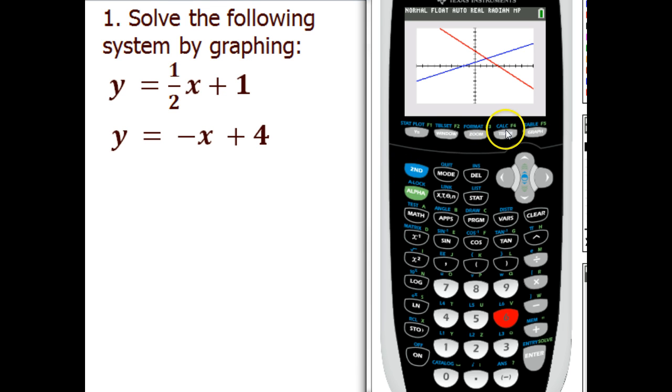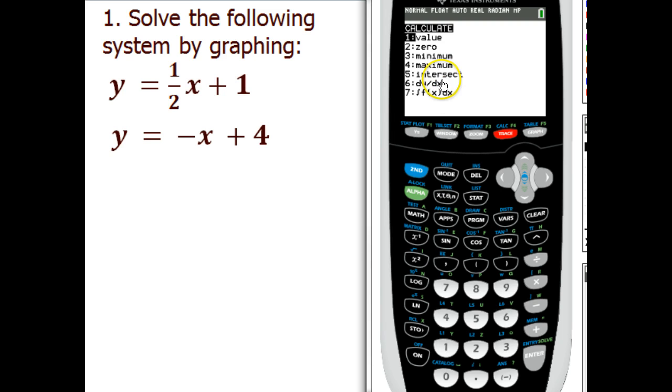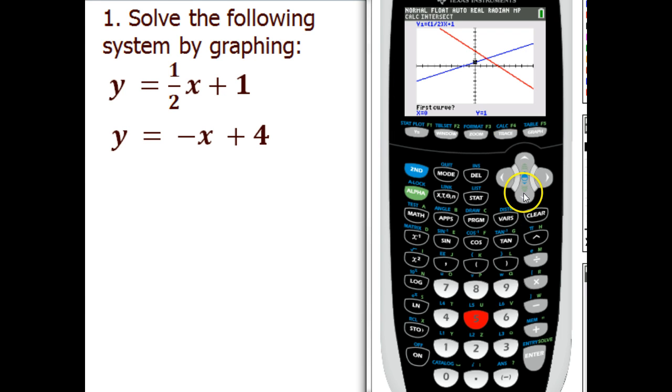See how it's written in blue here? That means we have to hit our second button. So I'll hit second, trace. Now I'm looking for the intersection, where those two intersect, so that'll be option number 5. And I want to get somewhat close. First curve, and these technically are not curves, these are straight lines, but this works as far as the computer is concerned. Your calculator, first curve right here is this blue one.